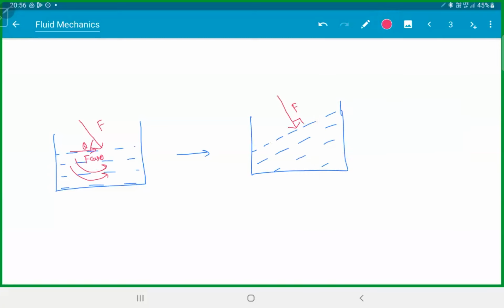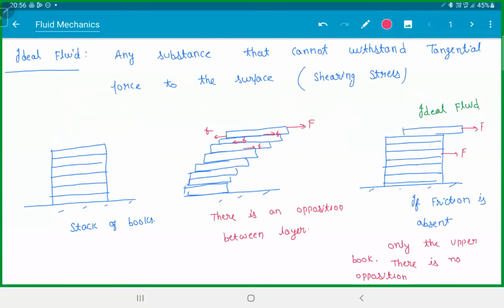Is this making sense? Now look at the logic here. If you apply the force tangentially, what will happen? In the books case, if you apply force, they will move, right? If you look at this diagram here, this book has gone out like this.